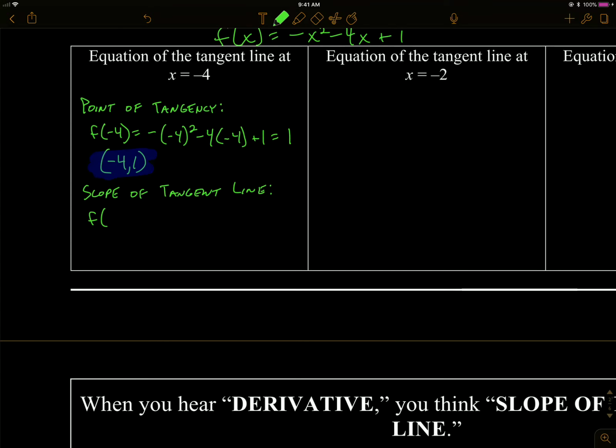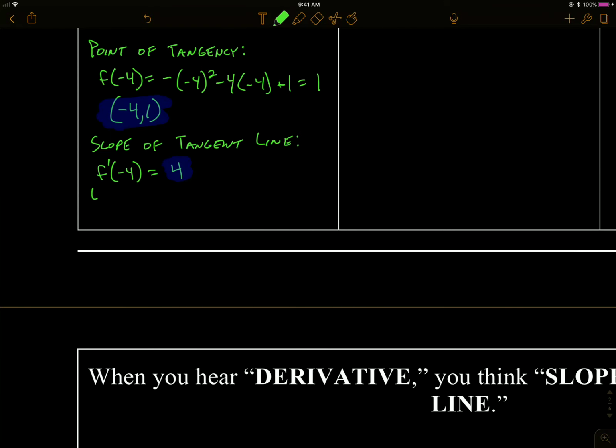The slope of the tangent line at negative 4 is what we get if we plug negative 4 into the derivative. If we plug negative 4 into the derivative, we end up getting 4. We did that up above, so I'm not going to go through that. We're going to highlight that information. With those two pieces of information, I can now write the equation of the tangent line.